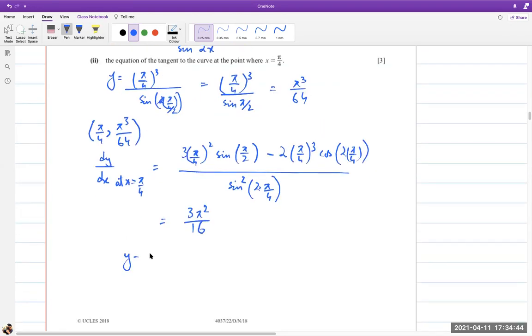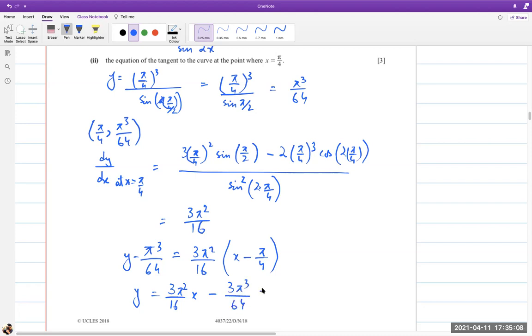So y minus y1, which is pi cube over 64, equals m into x minus x1, which is pi by 4. I'll simply solve this. This will give me y equals 3 pi square over 16 x minus 3 pi cube over 64 plus pi cube over 64, which will simply become 3 pi square over 16 x minus pi cube over 32. And that's my final answer.